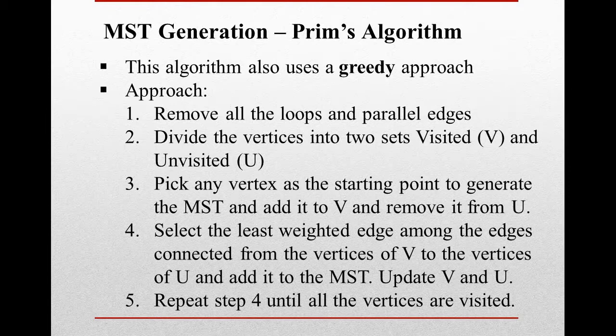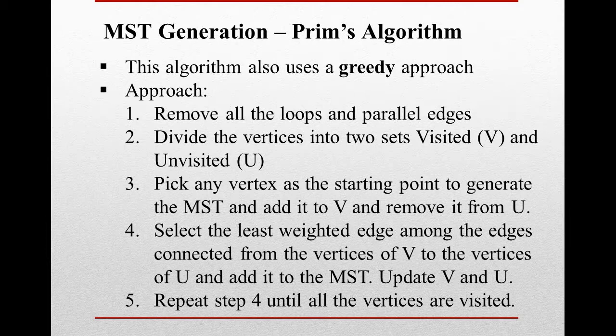The next step, in fact the most important step, is to find the least weighted edge among all the edges connected between the visited set and the unvisited set. So that's why it's greedy. So in this step we are picking only the least weighted edge that is connected from the visited vertices to unvisited vertices. We keep repeating this fourth step, where we find the least weighted edge between the visited set and the unvisited set and add it to the MST, and accordingly we update the visited and unvisited sets also, until all the vertices are visited. So we repeat this step until all the vertices are visited.